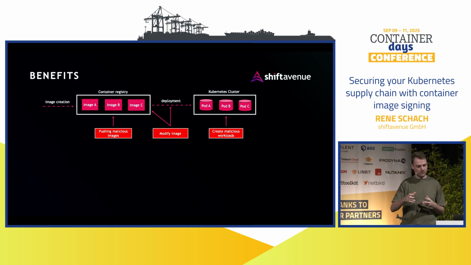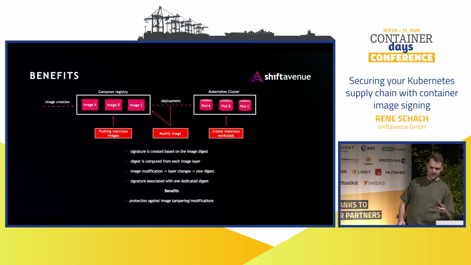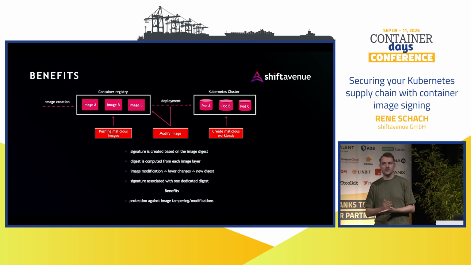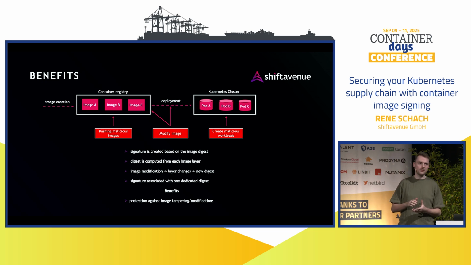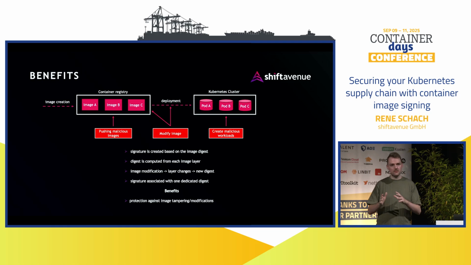For the entire modification part, it's important to understand that the signature is always based on a digest. This digest is a unique hash value, created based on the content of the image manifest, out of all the different layers the image consists of. If there's a modification to the image, then most likely the layer also changes, and this creates a new digest because a part of it is altered. But the signature itself is always associated with only one single digest at a time. So if the digest changes, the signature is not valid for it anymore.